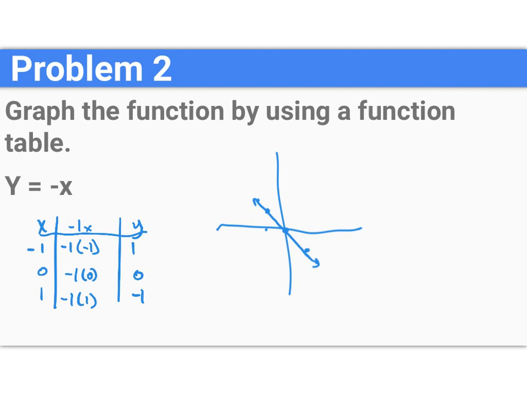Okay, so again, if you need some help figuring out how to plot a line, please go over to my geometry videos and use those for help.